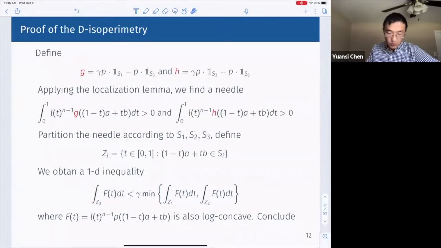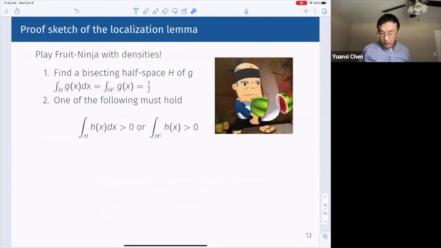So this is how we use the localization lemma, because the high dimensional isoperimetric inequality is difficult to prove. And we use the localization lemma to say that it is sufficient to study the isoperimetric inequality in a one-dimensional space. This localization lemma is just relating the high dimensional and one-dimensional thing. And let's see how to prove this localization lemma.